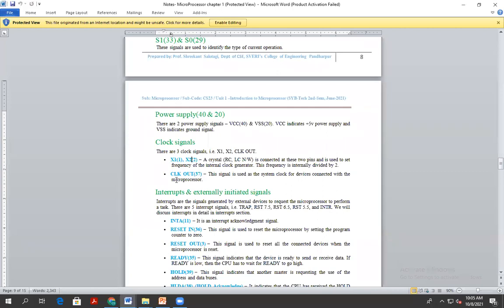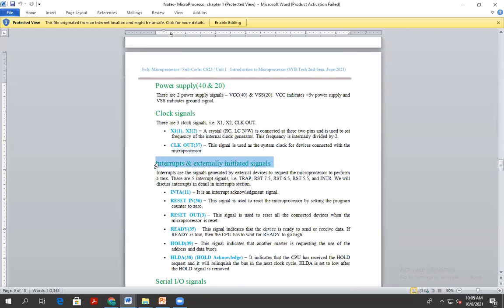And one more, that is clock out at pin number 37. This signal is used as the system clock for devices connected with the microprocessor. X1 and X2 are used for the clock generator, and clock out is used for the system clock for devices connected with the microprocessor. Okay, so these three are the clock signals.